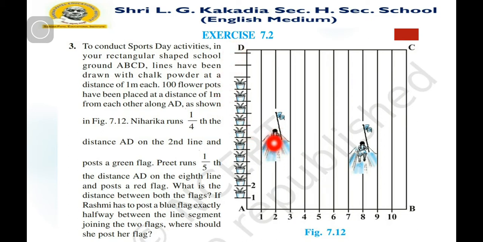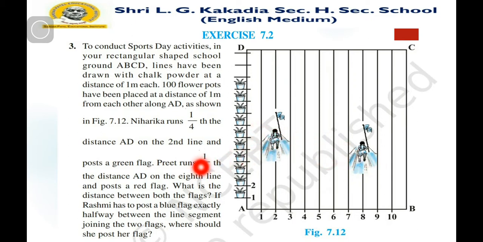If you want to find the coordinates of the point where Niharika posts the green flag, on the x axis it will be 2. And what will be the y coordinate? Here it is given as 1/4 of this AD. AD is 100, so 1/4 of AD will be 25. So its coordinates are 2, 25. Similarly, Preet's coordinates will be 8, 20 meters.